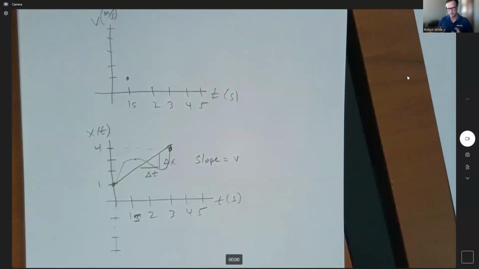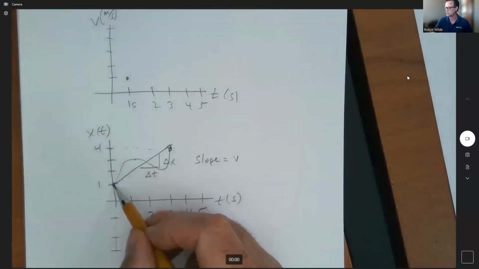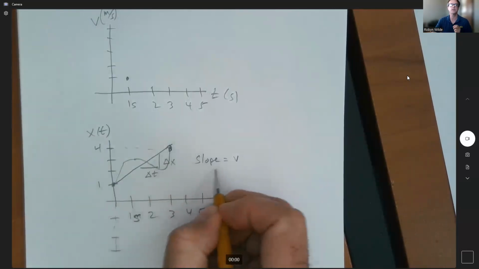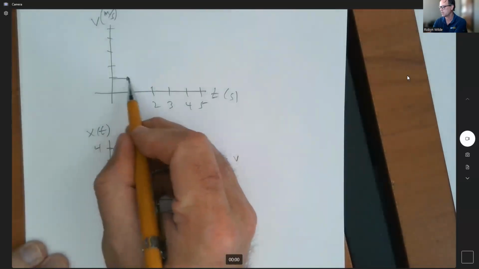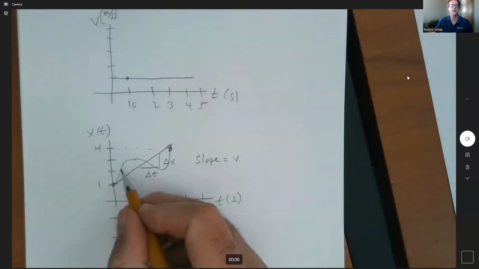Now let's look at what if I was moving from this point to this point at a constant speed. What would the graph look like? Well, the slope is the velocity, and it would be a constant slope. So I would just get a flat line, right? I would have a constant slope. My velocity is the slope of the position graph.